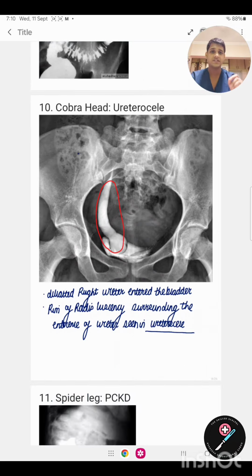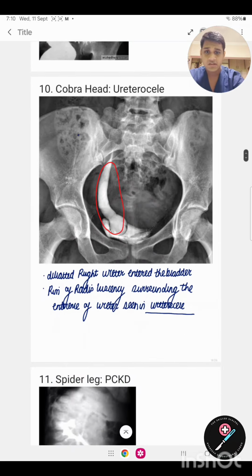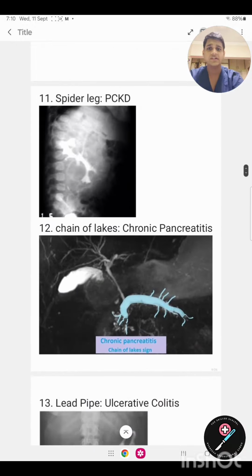The cobra head sign seen in ureterocele. As you can see here, the dilated right ureter has entered the bladder. The rim of the radiolucency surrounding the entrance of the ureter seen in the ureterocele looks like a cobra head. The spider leg deformity seen in PCKD, that is polycystic kidney disease, it is due to the compression of the renal calyces by the cyst seen in PCKD, which causes it to form the structure of a spider leg, the structure resembling a spider leg.